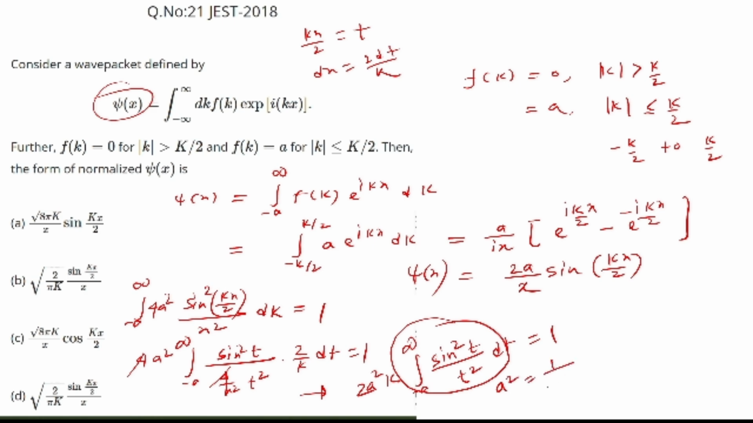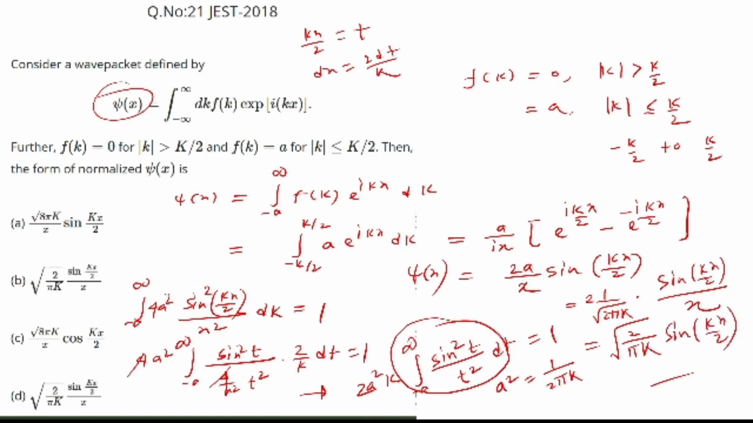So a squared will be 1 divided by 2 pi k, so now we can replace a here, that is 2 into 1 divided by root over twice pi k, and then sine of kx by 2 by x, so it will be root under 2 divided by pi k into sine of kx by 2. This will be the answer.